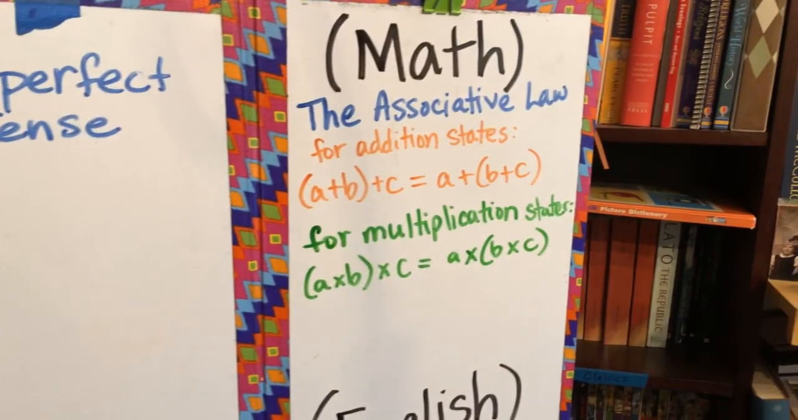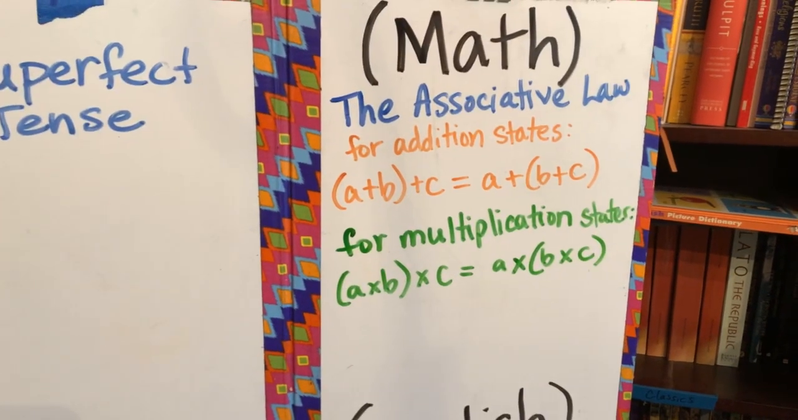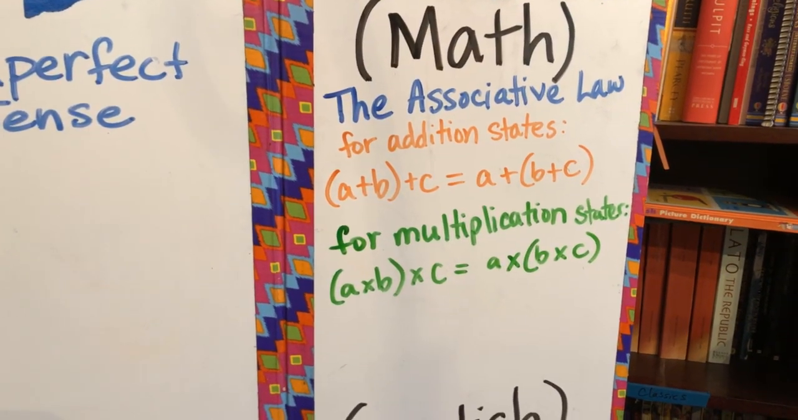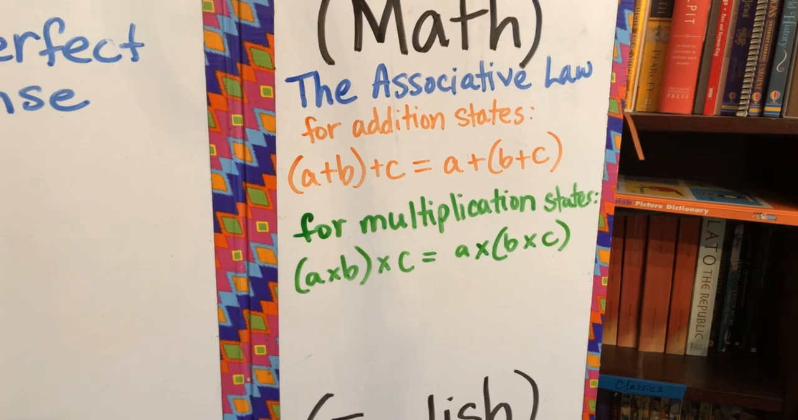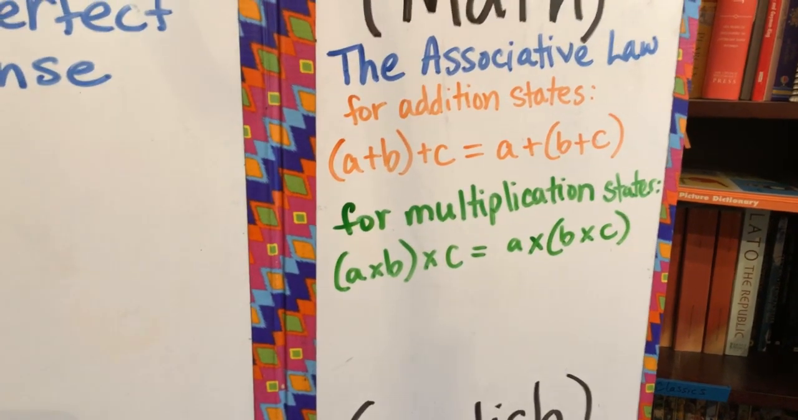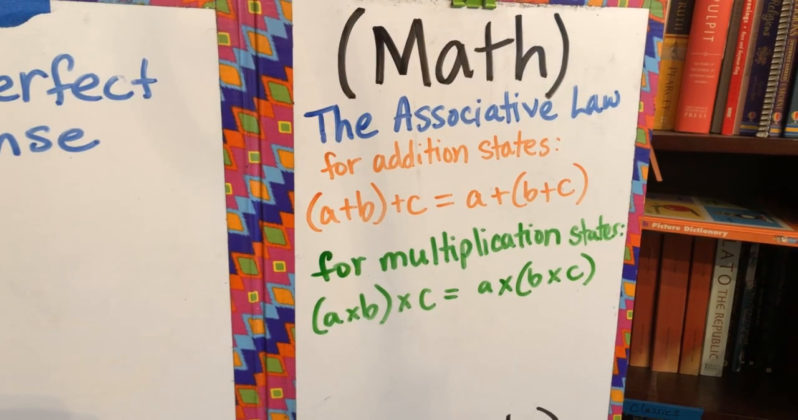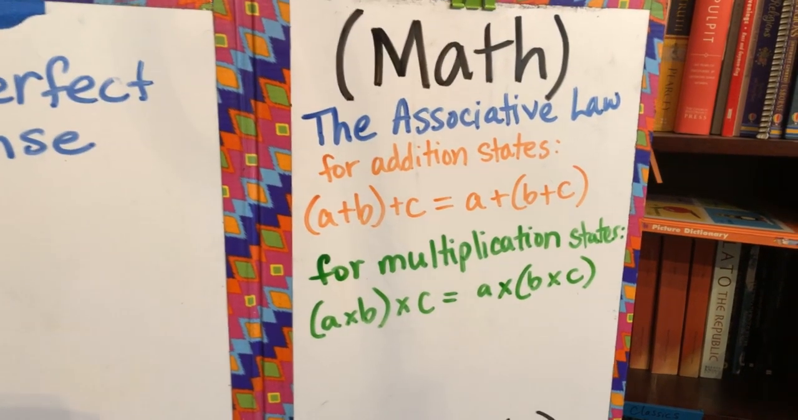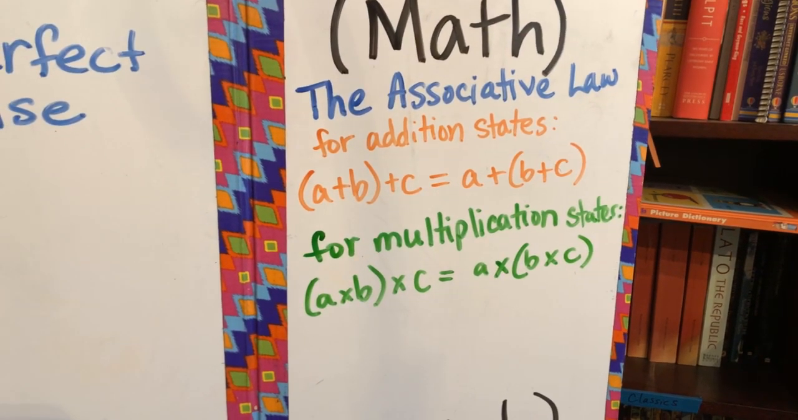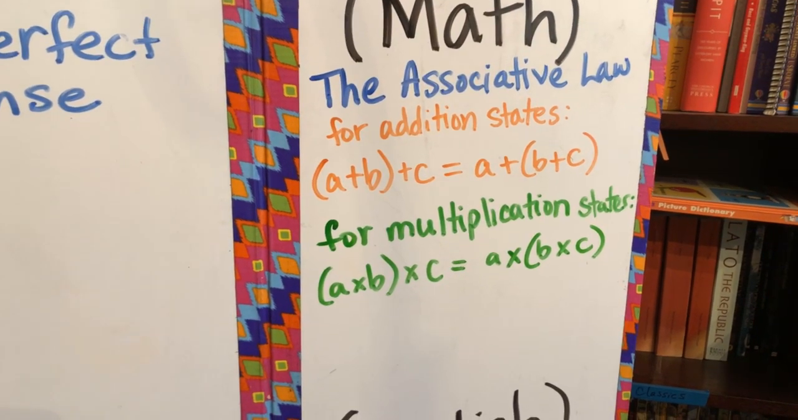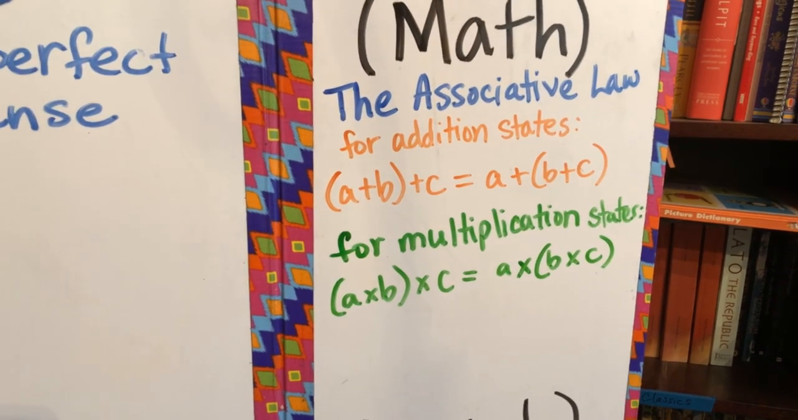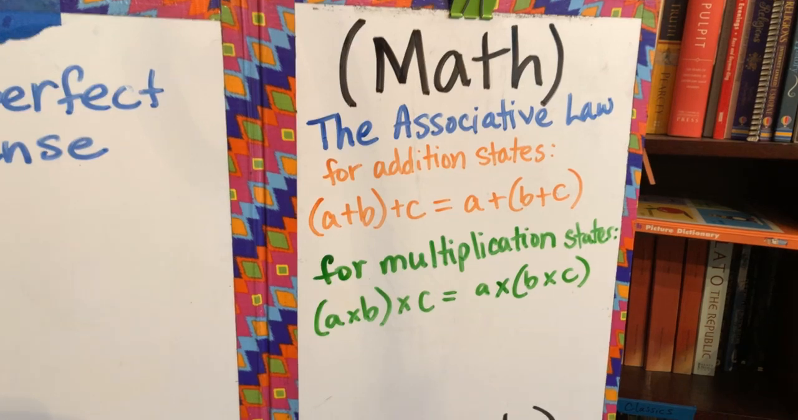And what is the associative law? The associative law for addition states, opening parentheses, A plus B, closing parentheses, plus C equals A plus opening parentheses, B plus C, closing parentheses. That's a lot of things to say. It's the same thing for multiplication.